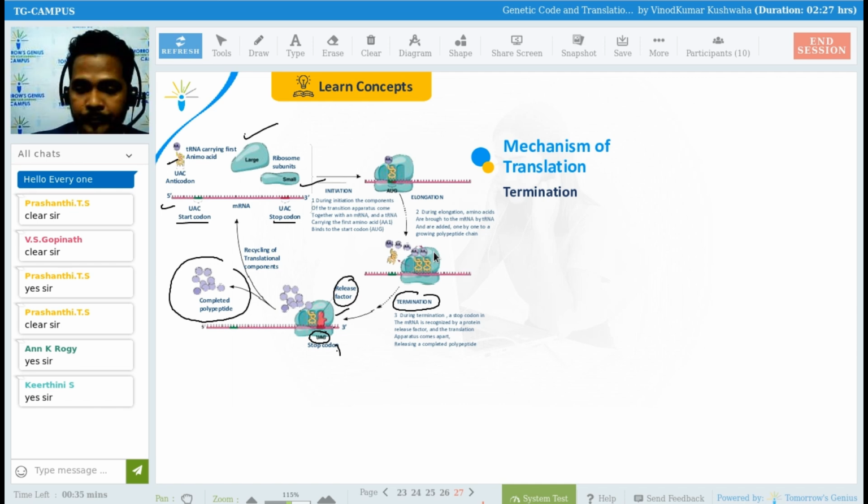Is this clear? Yes, just tell me, till now, is this clear to everyone?